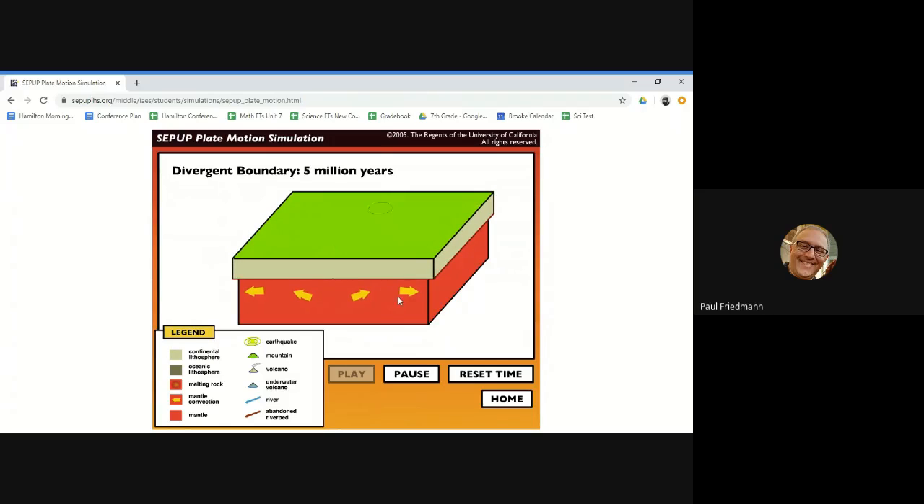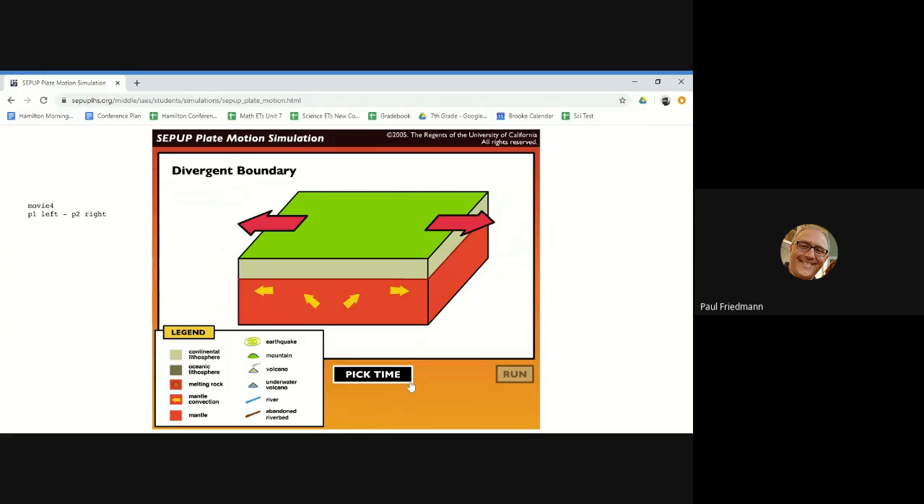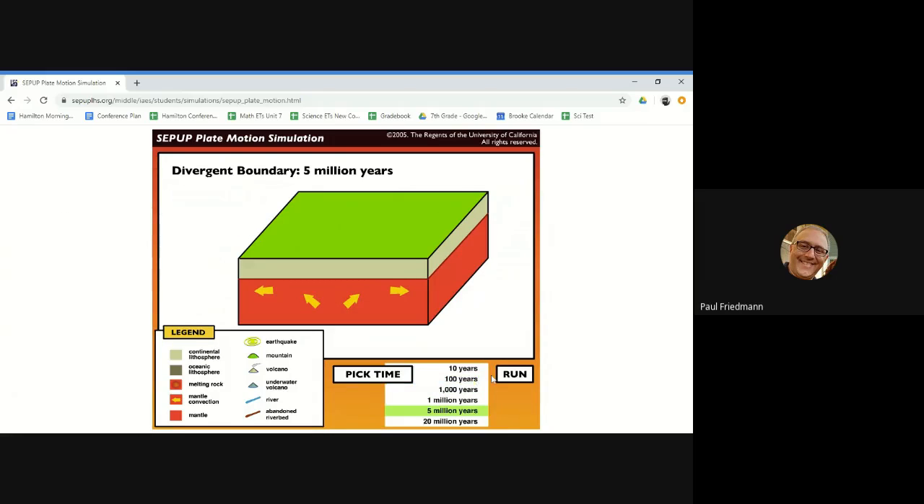You can see the convection currents moving slowly underneath, and you can see that the two pieces of the plate are pushing off to either side. You have the earthquakes in the middle, those concentric circles, and we're pushing off to the side. I'm going to reset this. We're going to do it again. Same thing, 5 million years. We're going to watch it one more time.